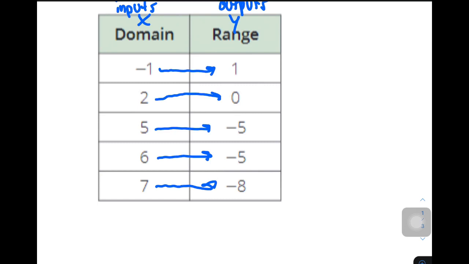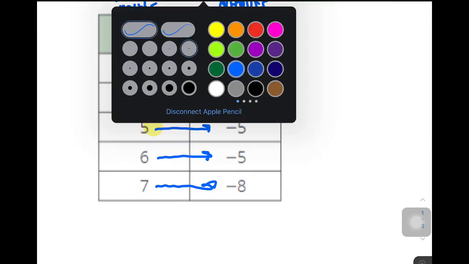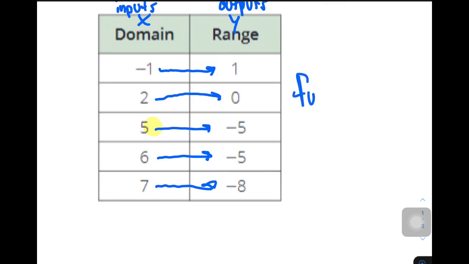So where there might be some confusion would be this part right here, where we see that 2 different inputs went to the same output. But that's okay. Remember this as like every input has to go to exactly one output. So 5 went to -5. 6 also went to -5, but that's okay, because each input here still has exactly one output. So this actually is a function.